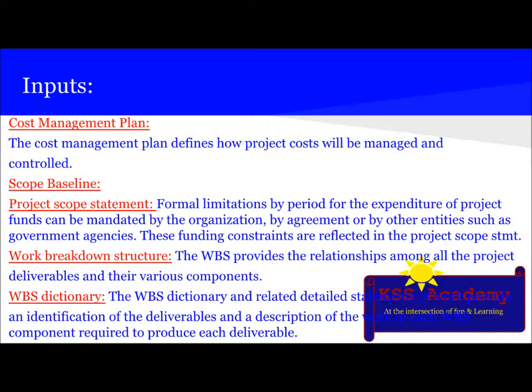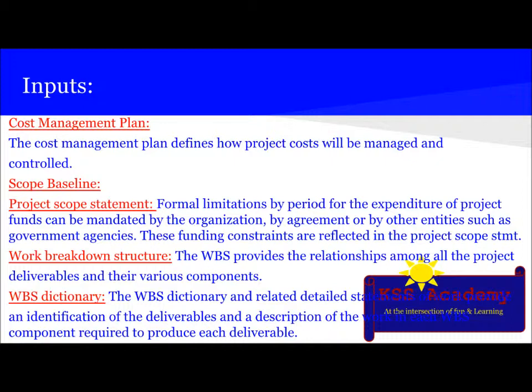First input is the cost management plan, which defines how project costs will be managed and controlled. Then the next input is scope baseline, which consists of the project scope statement, work breakdown structure, and WBS dictionary. The project scope statement has formal limitations by period for the expenditure of project funds, which can be mandated by the organization, by agreement, or by other entities such as government agencies. These funding constraints are reflected in the project scope statement.